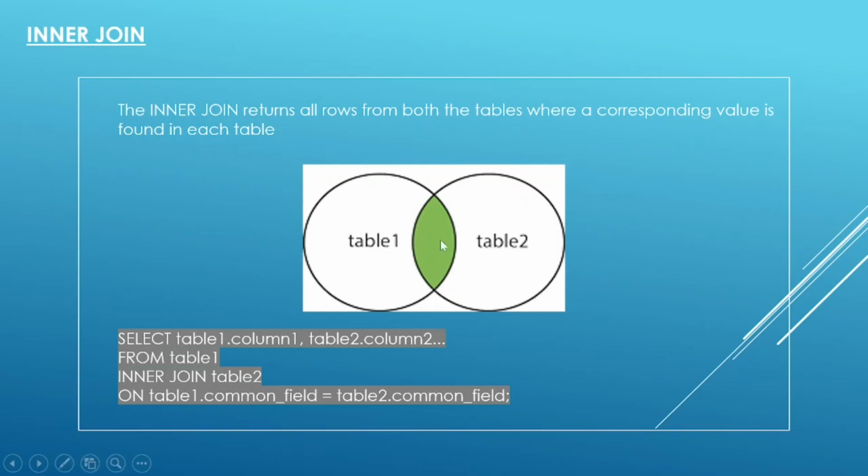As you can see in the Venn diagram here, the output would only be the green region, which is common between both the tables. The syntax would look like: select table name 1 dot column name 1, table name 2 dot column name 2, etc., from table name 1 inner join, this is the keyword, table 2 on table 1 dot common field equals table 2 dot common field. So the inner join basically tells that we have to find the common data, and the fields that should be matching would be the common field name or the common column name among both the tables.